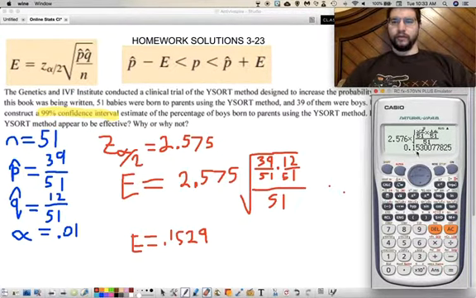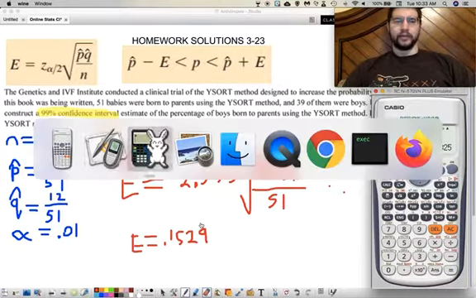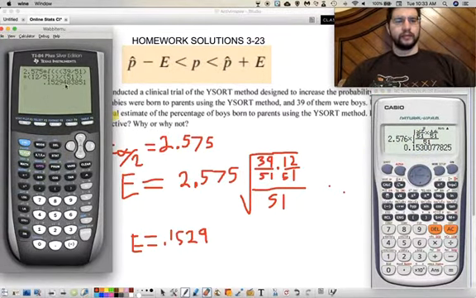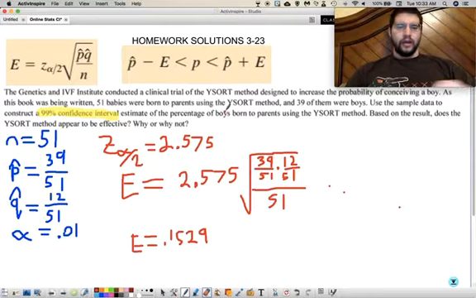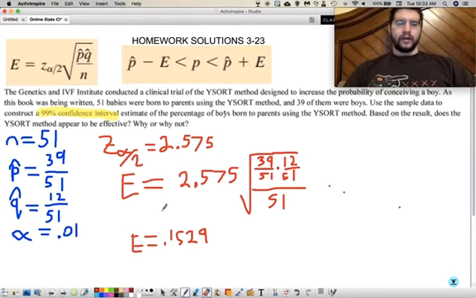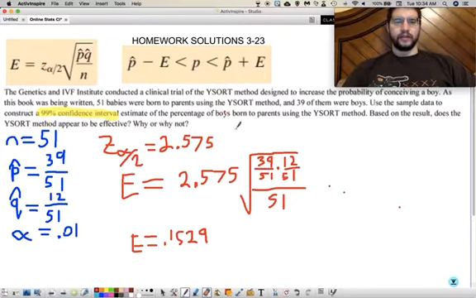So 0.1530 as opposed to 0.1529. So really, if we look at it, not a big difference there. It probably won't make any difference whenever we're calculating our confidence interval. Now we've got our error. We need to find the confidence interval.